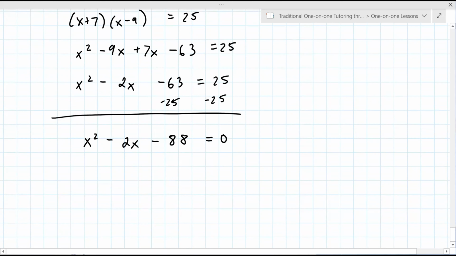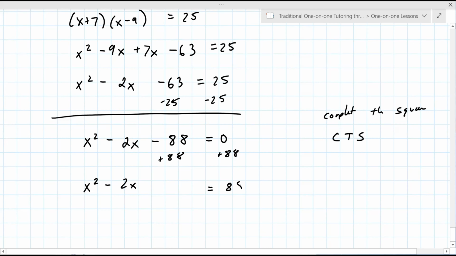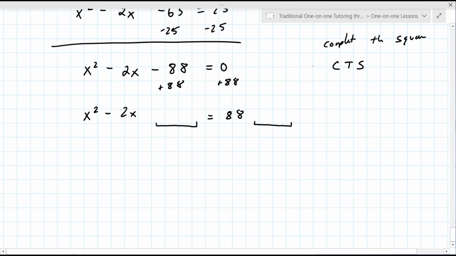Okay, so this is where it's like, all right, well, what do I do? I see you did all this. They want you to complete the square, and we might as well do that with this problem. So CTS, complete the square. This is my approach to completing the square. We'll see if you like it. I've got a couple other ways I can show you. The first thing we're gonna do is add 88 to the other side of the equation, and leave a space right there, and another space right there. When you complete the square, you always move whatever this constant term is to the other side of the equation.